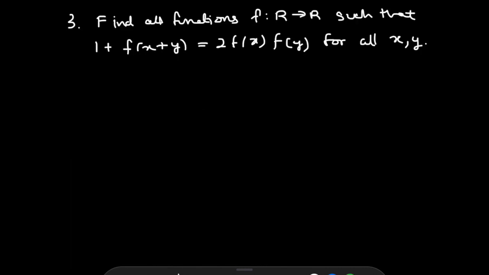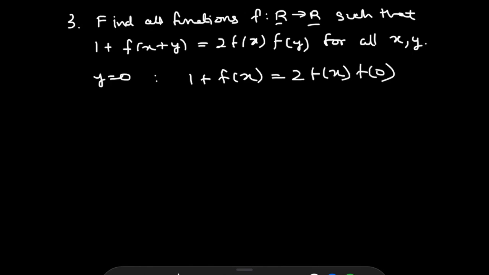So we need to find all functions f from R to R. So basically the domain is all real numbers, and the codomain is also all real numbers, such that 1 plus f of x plus y equals 2f of x times f of y. So since we are going from the real numbers to the real numbers, we can let y equals 0 to eliminate this variable in our functional equation. And then what we end up with is 1 plus f of x equals 2f of x times f of 0.